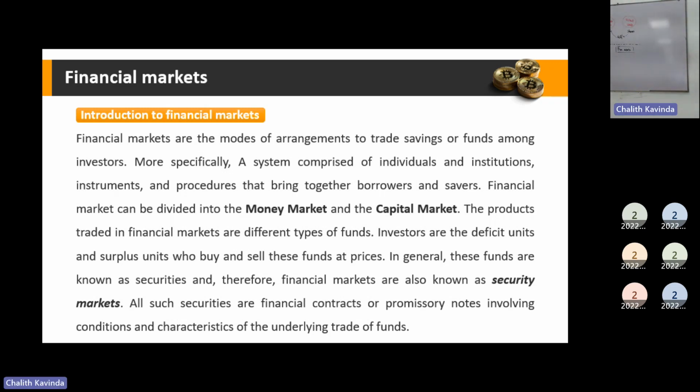So here it says at the very beginning, financial markets are the modes of arrangement to trade savings or funds among investors. I have taken an example to make it clear: simply by selling and purchasing shares, you are exchanging money or funds from one party to another. More specifically, it is a system comprising individuals, institutions, instruments, and procedures that bring together both borrowers and investors.